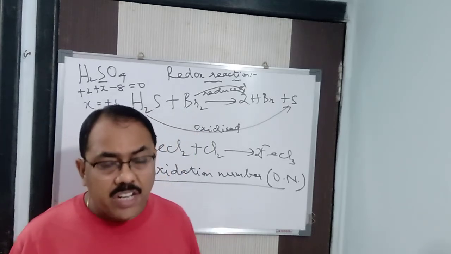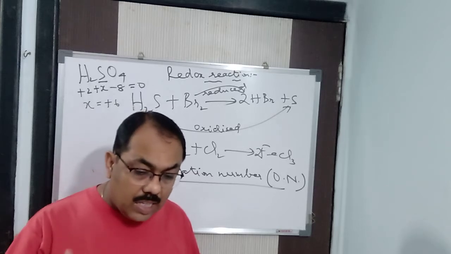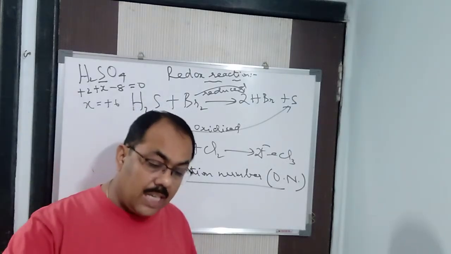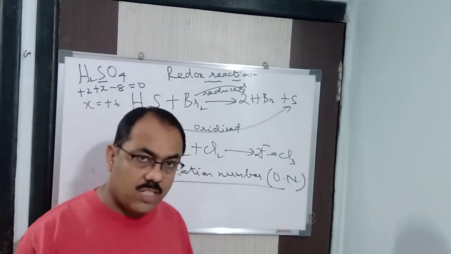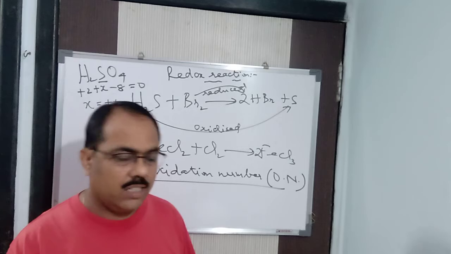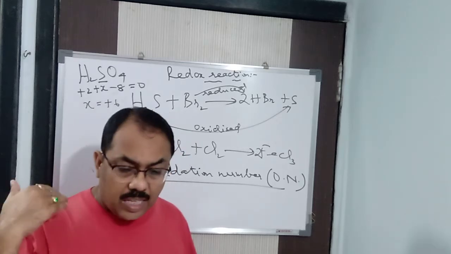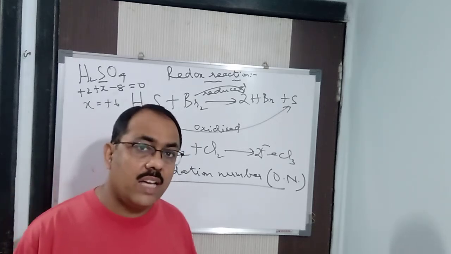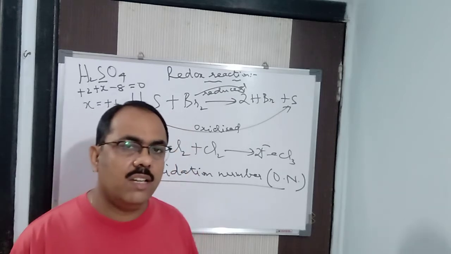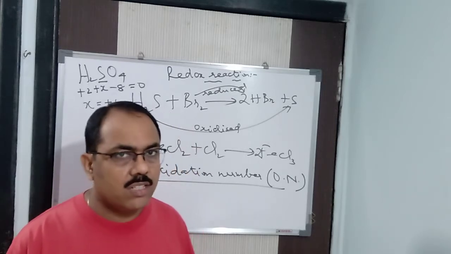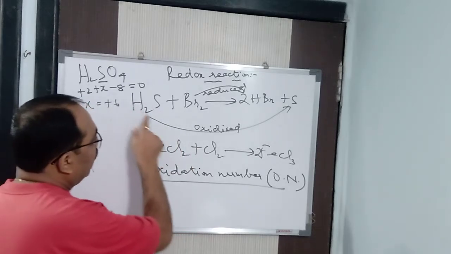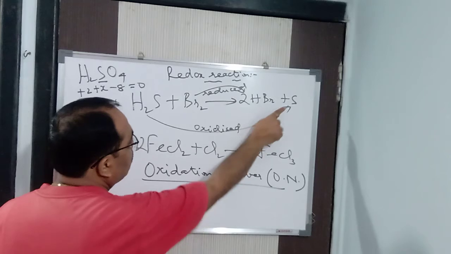Now, what is oxidation in terms of oxidation number? Increase in oxidation number is called oxidation. And decrease in oxidation number is called reduction. Again I repeat, increase in oxidation number is called oxidation and decrease in oxidation number is called reduction. Alright, now let us see this one. Here I have written that this is oxidized, so this is an oxidation half reaction.